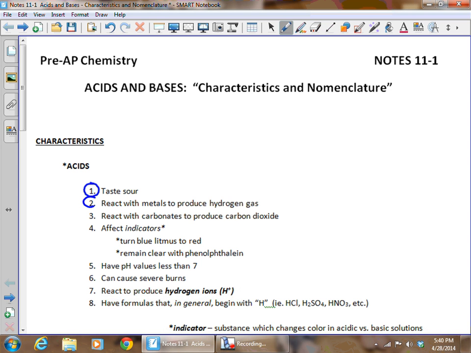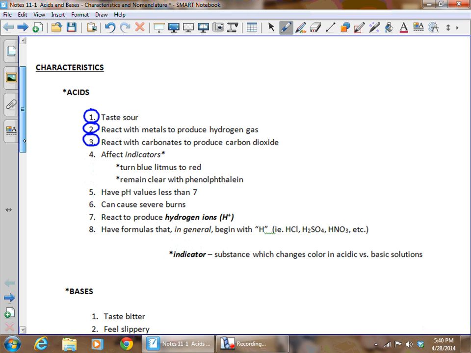Acids react with metals to produce hydrogen gas. We saw that occurring in the lab. Acids also react with carbonates to produce carbon dioxide in chemical reactions. Geologists use this type of reaction to find different types of rocks and minerals.